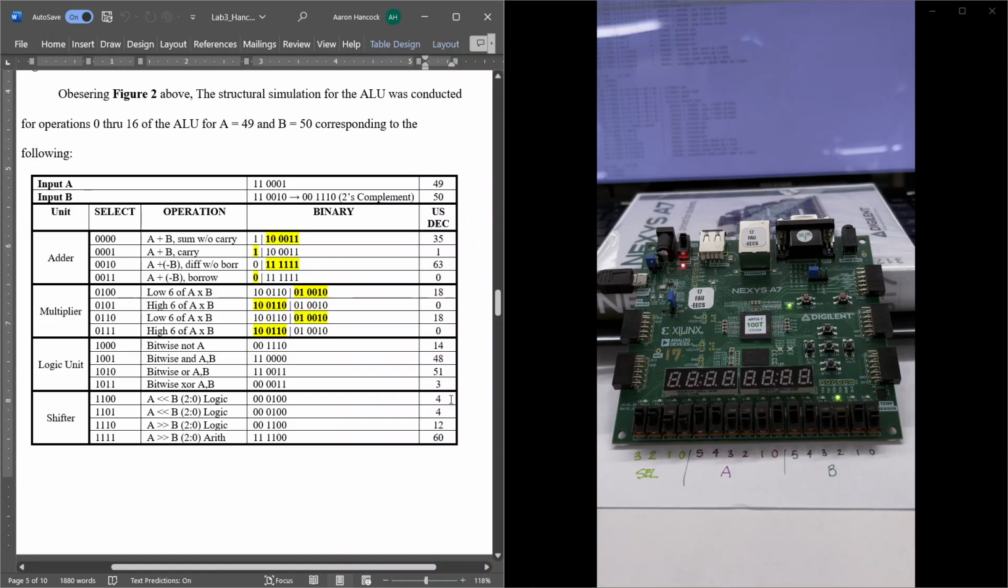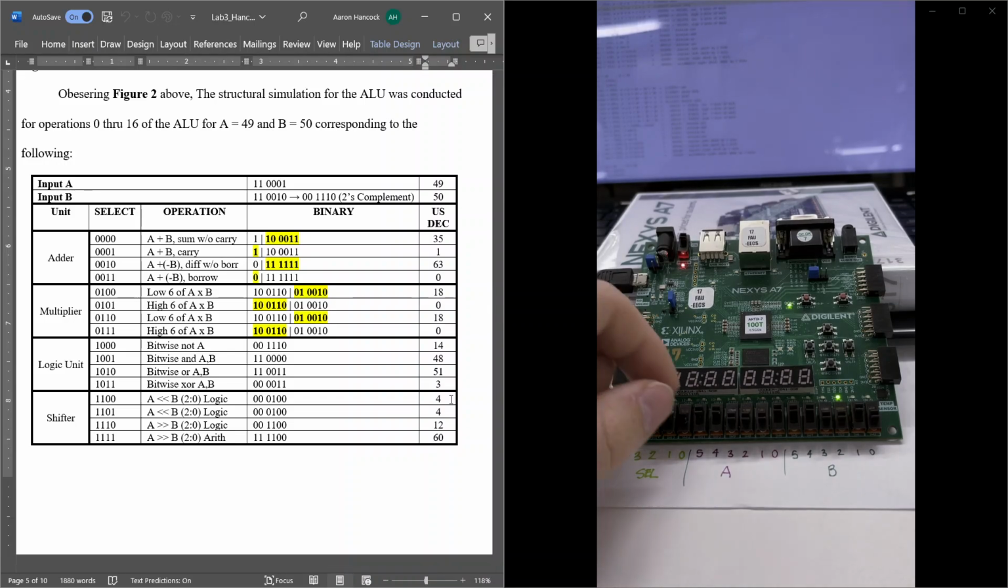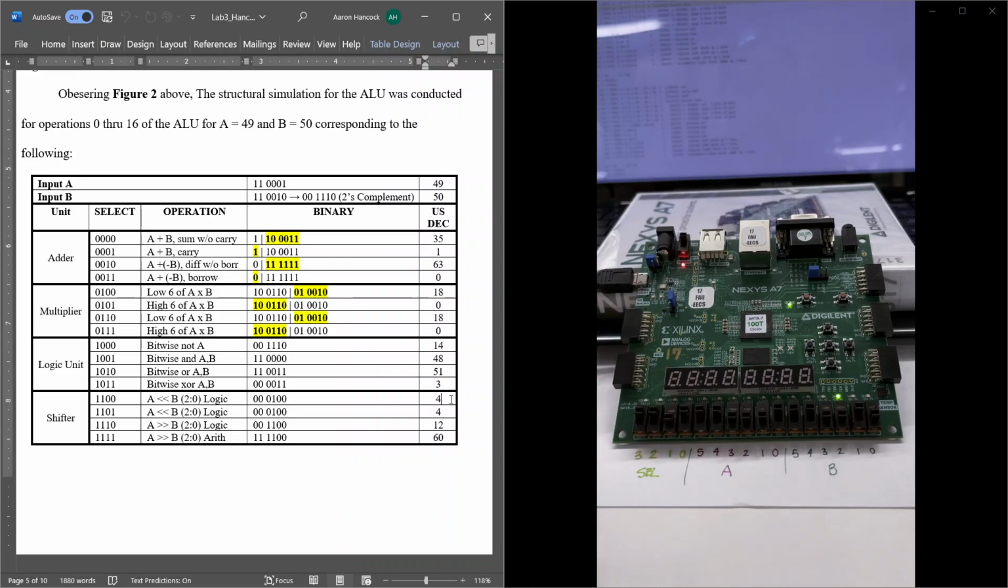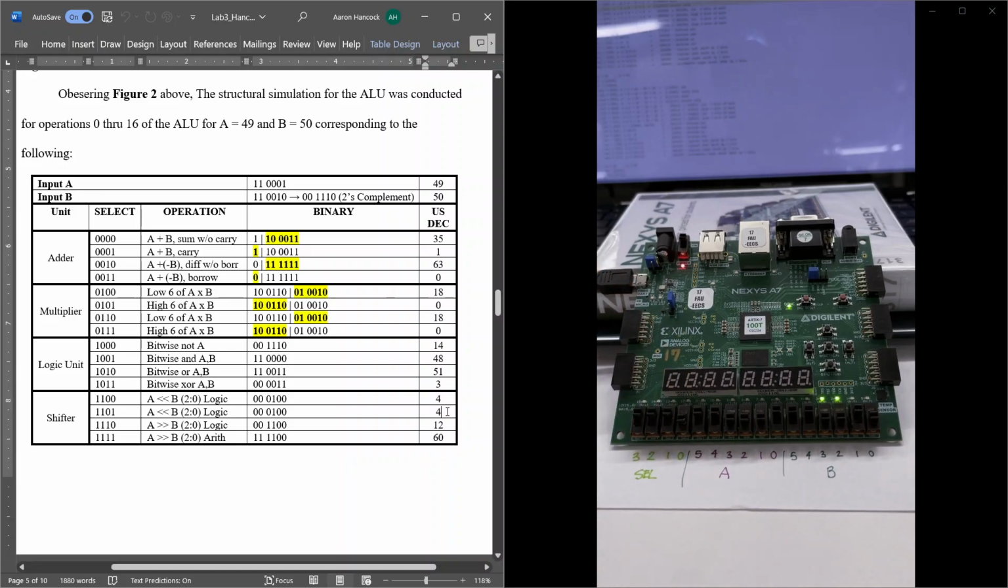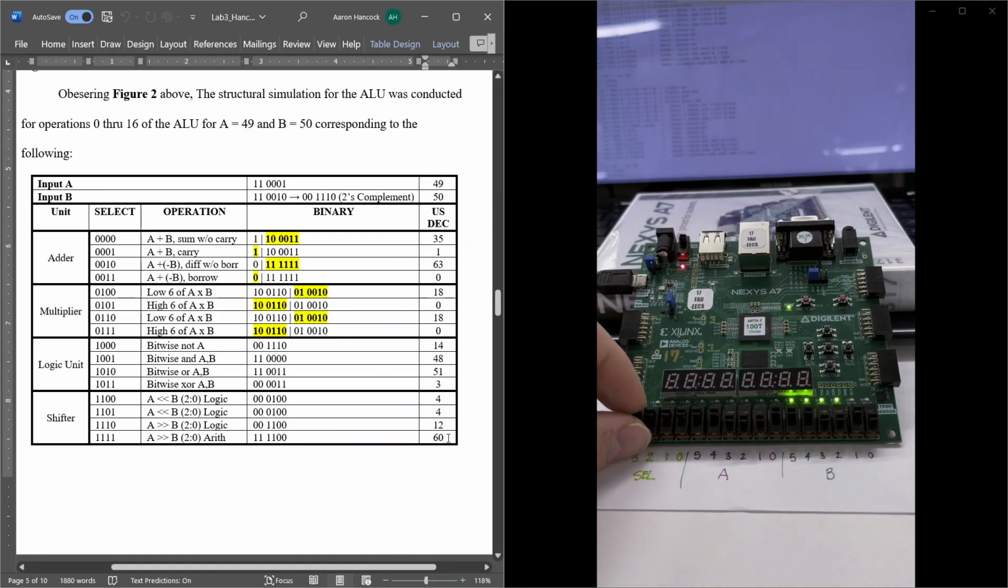Input 12 is the logic shift of A by how many bits? 3 bits. 3 bits to the left. And again for the next input. And then we have a right shift by 3 bits for 14. For input 15, we have an arithmetic right shift by 3 bits.